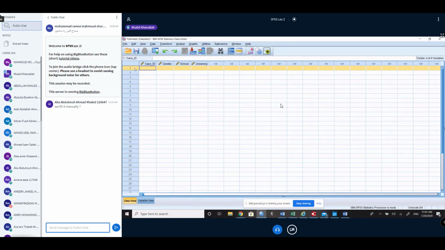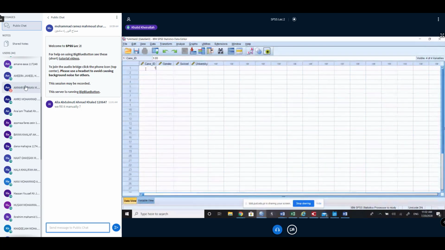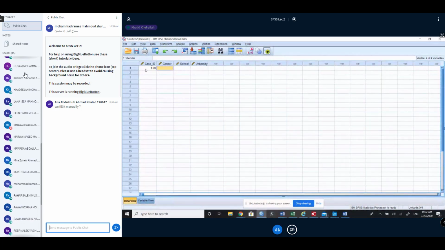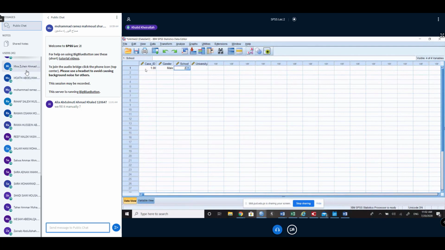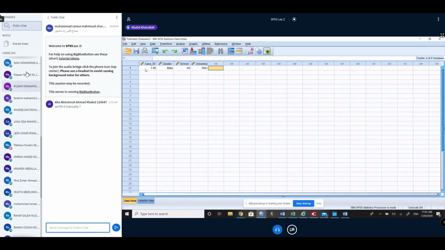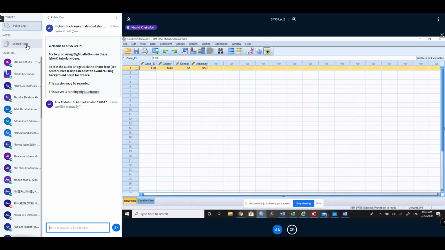We start with number one, we give it its unique ID, say one, whatever number. And we start filling in, for example, gender 1 or 2, we put 1. The school 1, 2, 3, 4, or we can write it as text. This is 2, university for example 3. And we fill the questionnaire into the data sheet, or we can actually do it via Excel. We enter the data into Excel as numeric data.